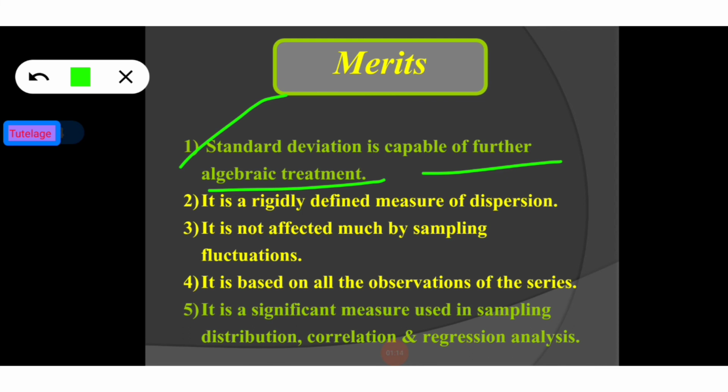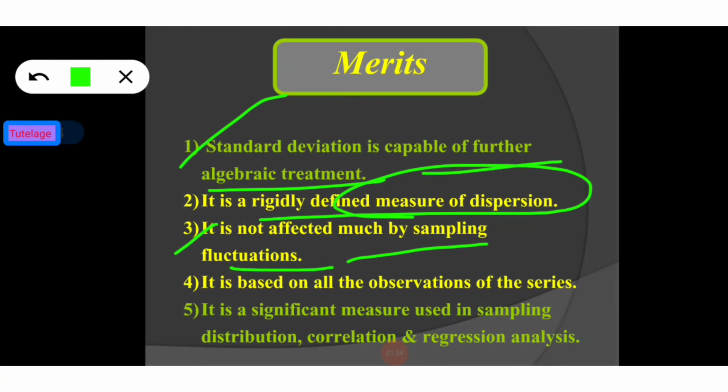Now going to the second point, rigidly defined measure of dispersion. Standard deviation has sampling stability and it is a rigidly defined or precisely defined measure of dispersion. Now move on to the third one. It is not affected by much sampling fluctuations. We have already told it has sampling stability, so that's why it is not affected much by sampling fluctuations. And now going to the fourth merit, it is based on all observations of the series. Now move on to the last one.